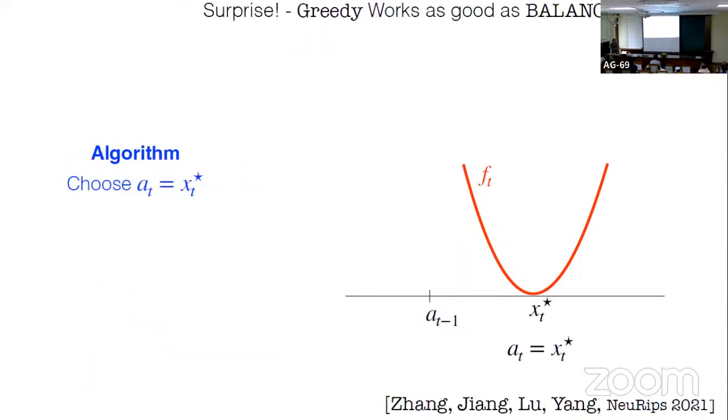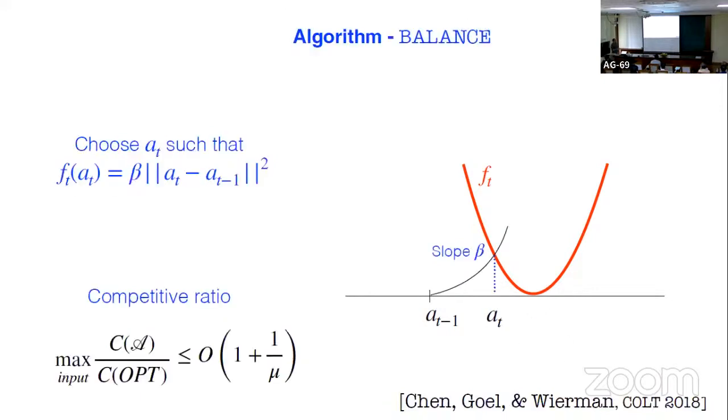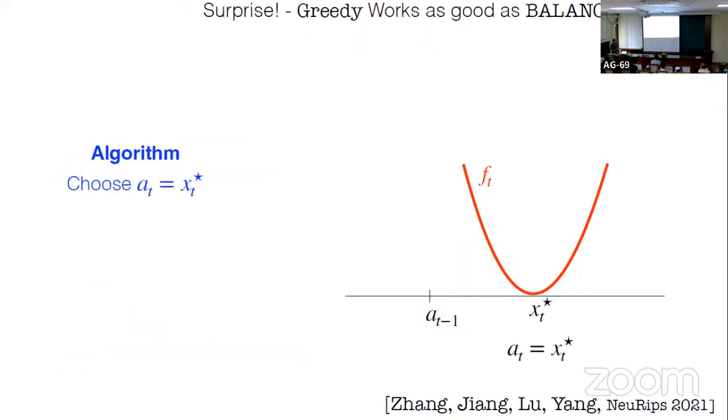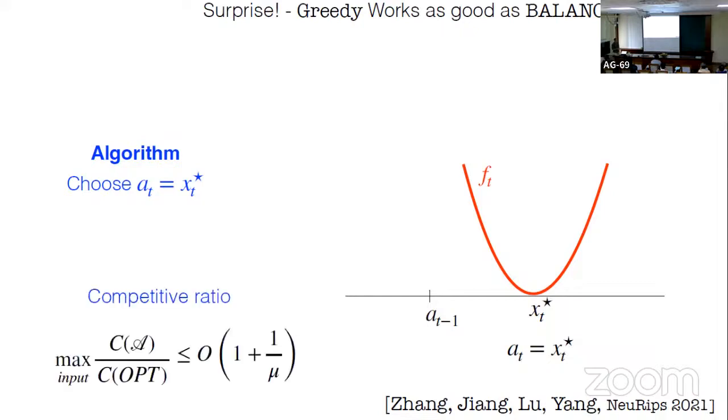So 1 by mu is important to remember. The competitive ratio is 1 by mu for this algorithm, which is working with full information and doing balanced descent. Later on, somebody showed that the greedy algorithm is actually not bad. It achieves the same performance as the balanced descent.